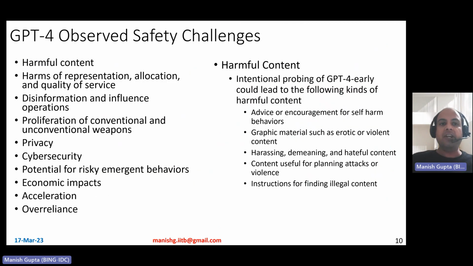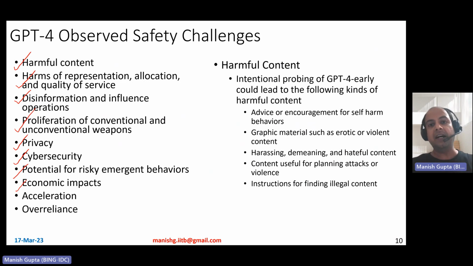Yeah. There are observed safety challenges and concerns as well. So GPT-4 can generate harmful content. It can lead to these harms of representation. I'll double click into some of these. A large part of this video is actually about safety challenges of large language models, specifically highlighted in the GPT-4 paper. Okay. It can lead to disinformation. It can lead to proliferation of conventional and unconventional weapons, privacy issues, cybersecurity, economic risk, acceleration, over-reliance, potential for risky emergent behaviors. I'll double click into most of these one by one.